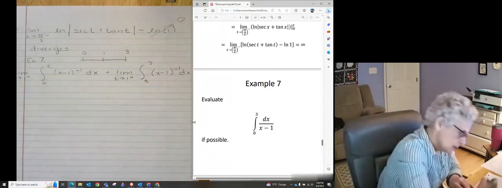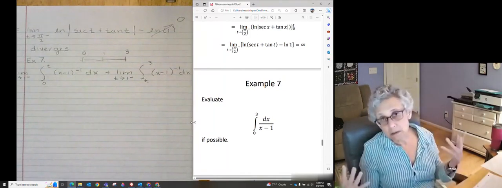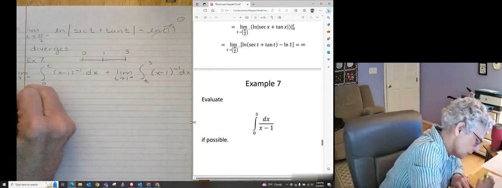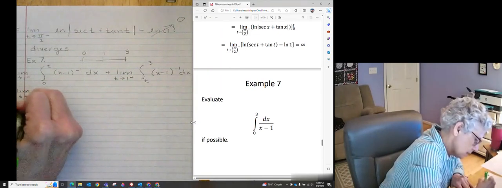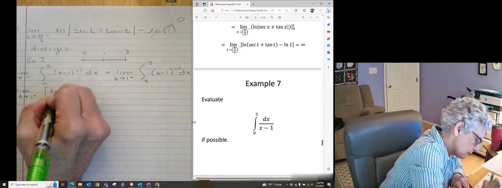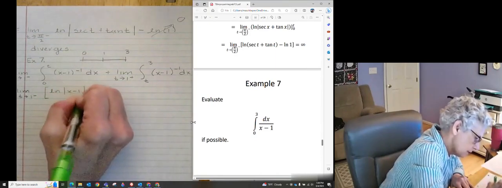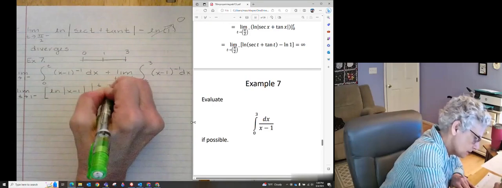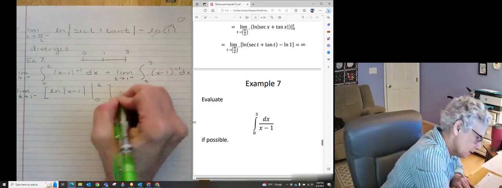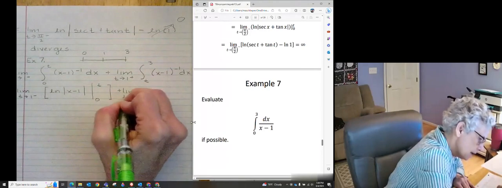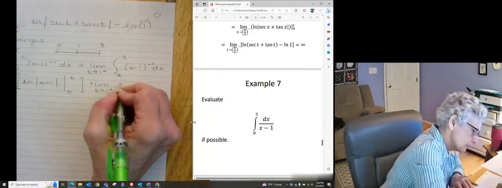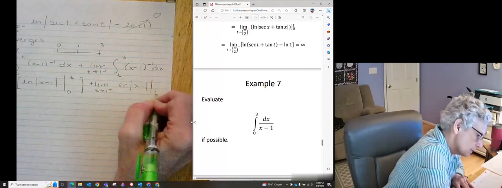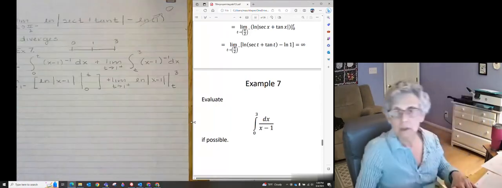So, even though we have two limits, it's really easy because we only are integrating once. We're integrating the same thing twice. We have the limit as t approaches 1 from the left, natural log absolute value of x minus 1, evaluated from 0 to t, plus limit as t approaches 1 from the right, natural log absolute value x minus 1, evaluated from t to 3.